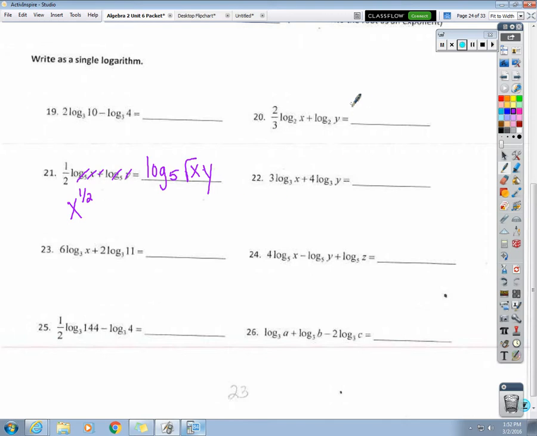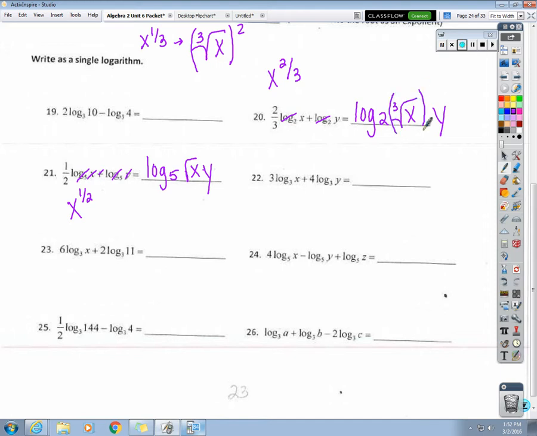Okay, number 20. Log base 2. What operation goes over here when we write it as a single logarithm? Multiplication between what two things? X and y. Okay, but the x was raised to the 2/3 power. Well, think back to if it was raised to the 1/3 power, what would it have turned into? The cube root of x, right? So for them to get x to the 2/3, doesn't that mean all of that was squared? So the cube root of x, but all of it was squared, and that's how it became x to the 2/3. And then times y.